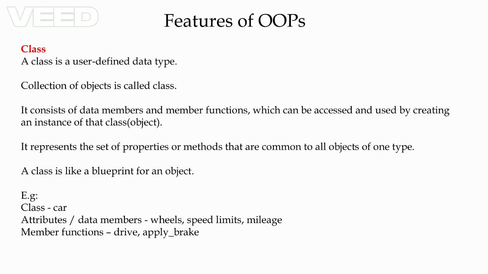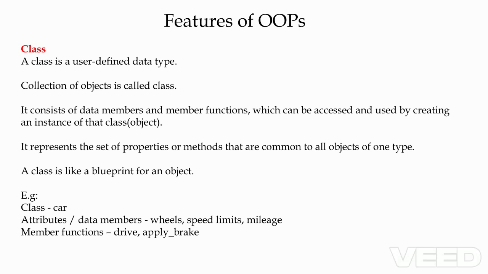A class can be defined as a blueprint or a group of objects that share common properties and behavior. Class is a collection of objects. Class is a user-defined data type. It represents a set of properties or methods that are common to all objects of one type.